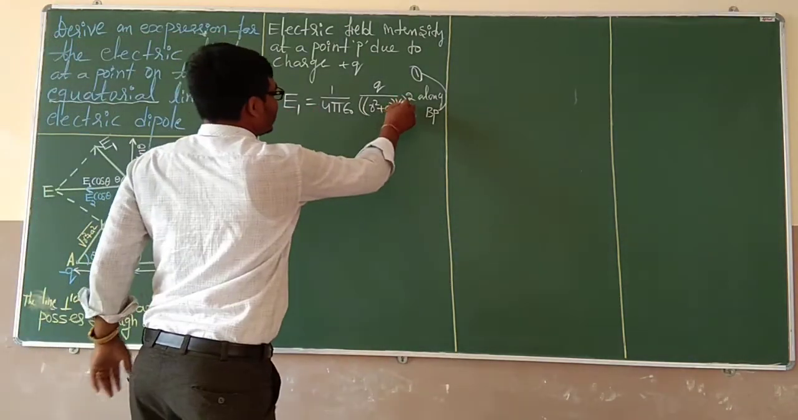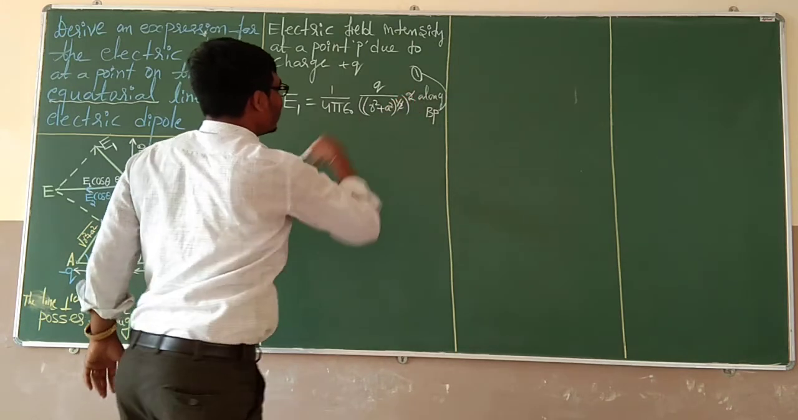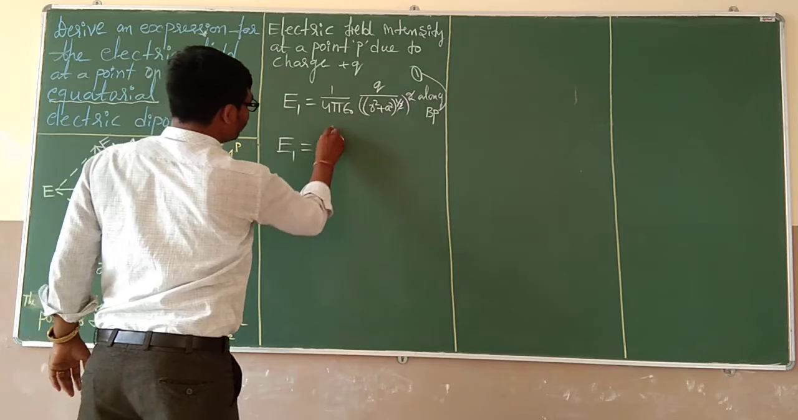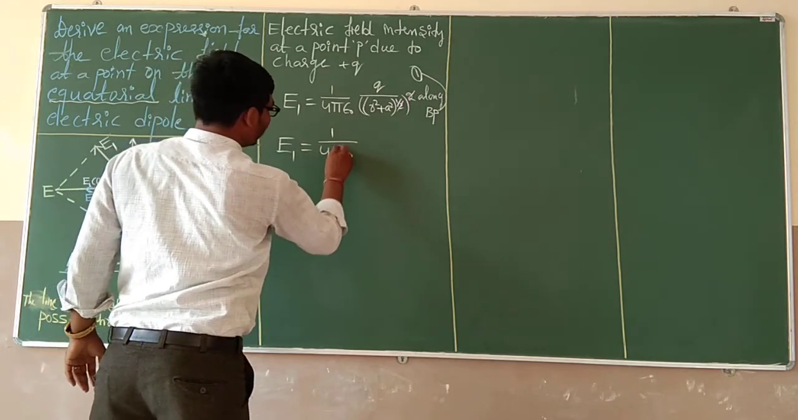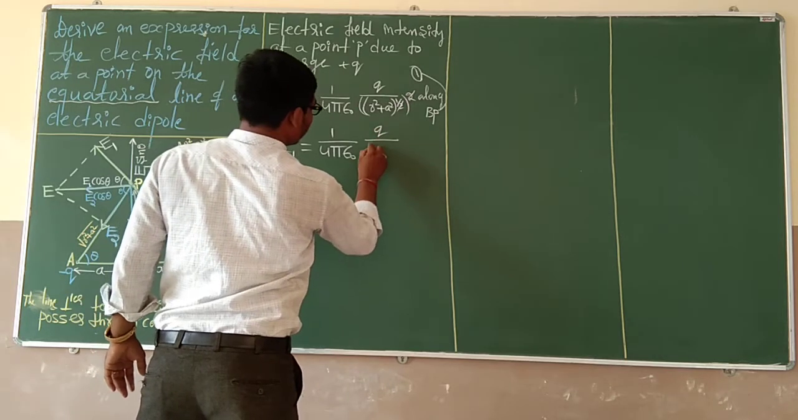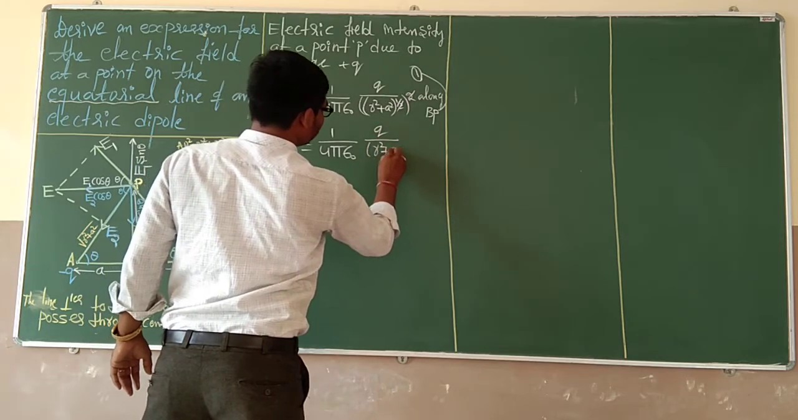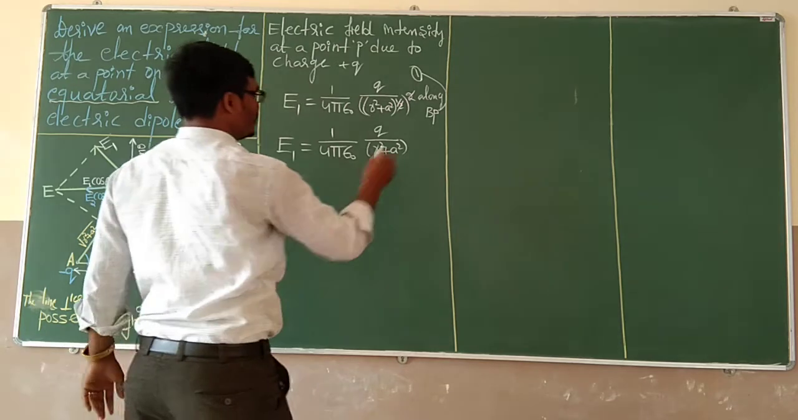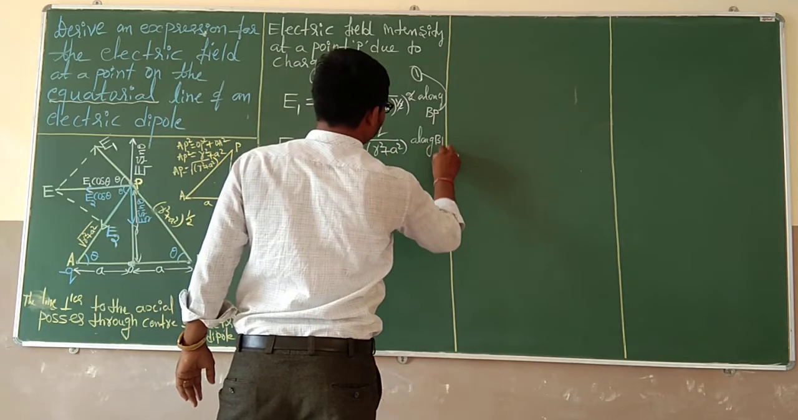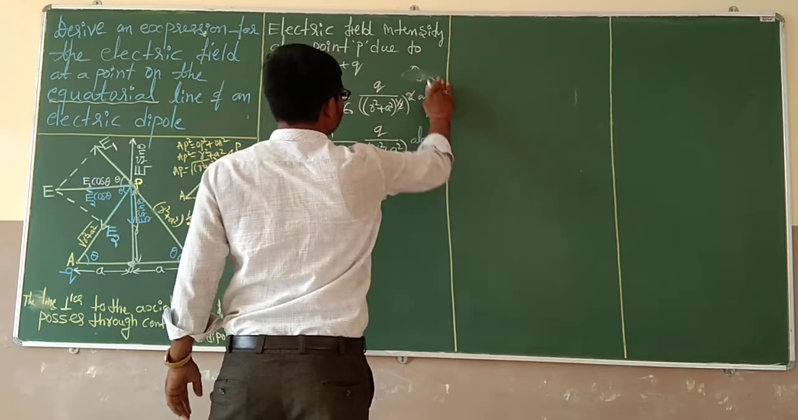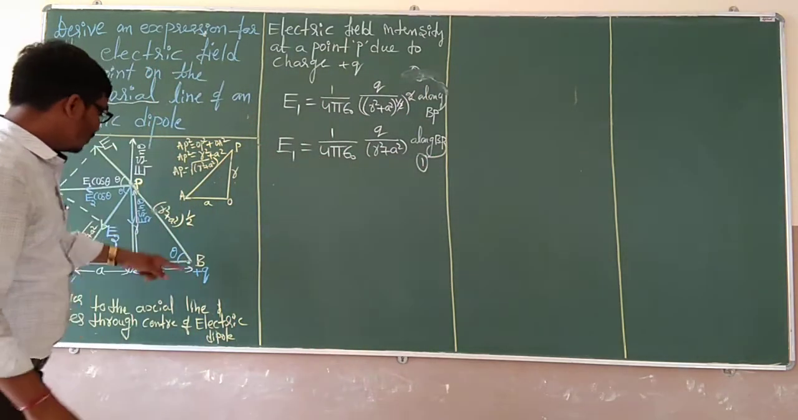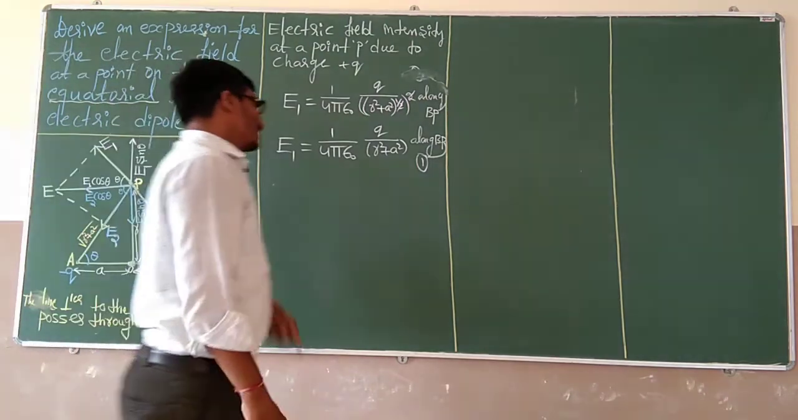Here the root 2 and the square get cancelled. You get E1 equal to 1 divided by 4 pi epsilon naught, q by (r square plus a square), along BP. Take this as equation number 1. This is clear, due to the presence of the plus charge.